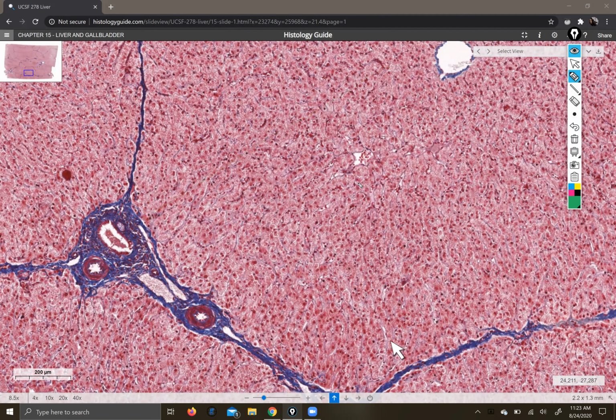Okay, so now I'm going to zoom in and show you a couple sinusoids, and I'm also going to switch slides to a different one, because while I love this particular slide for portal triad stuff, I do not love its sinusoids that much.